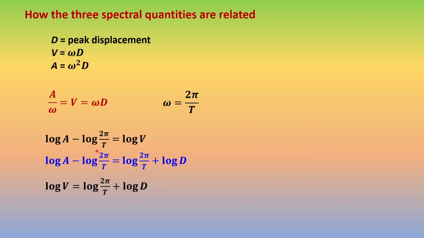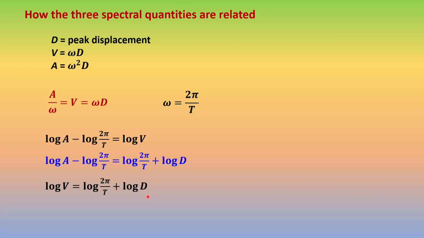So we can write log a minus log of twice pi by T equal to log v, because omega equal to twice pi by T. When you take a by omega equal to omega d together, you get the second equation: log a minus log of twice pi by T equal to log of twice pi by T plus log d. And when you take the v equal to omega d part, then you get log v equal to log omega, that is log of twice pi by T plus log d.